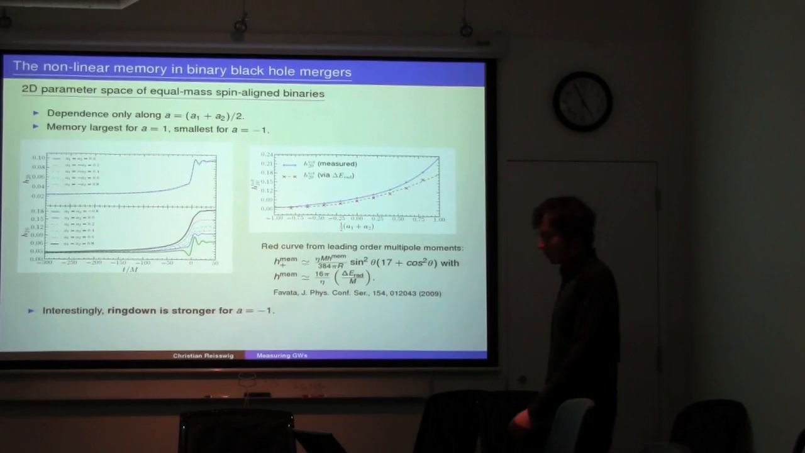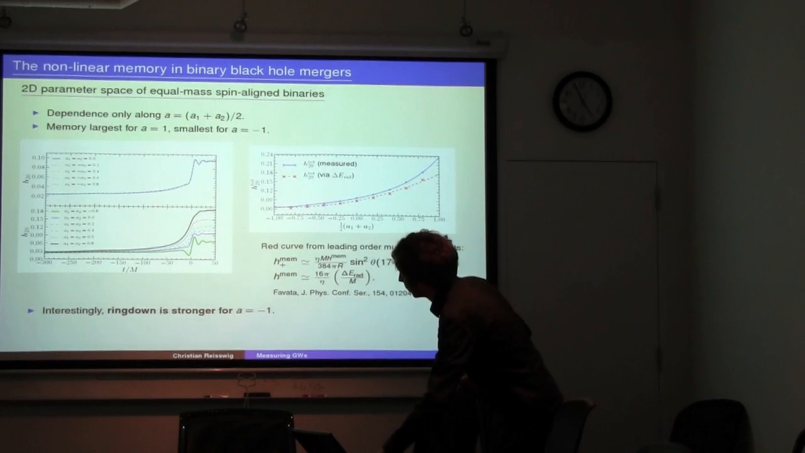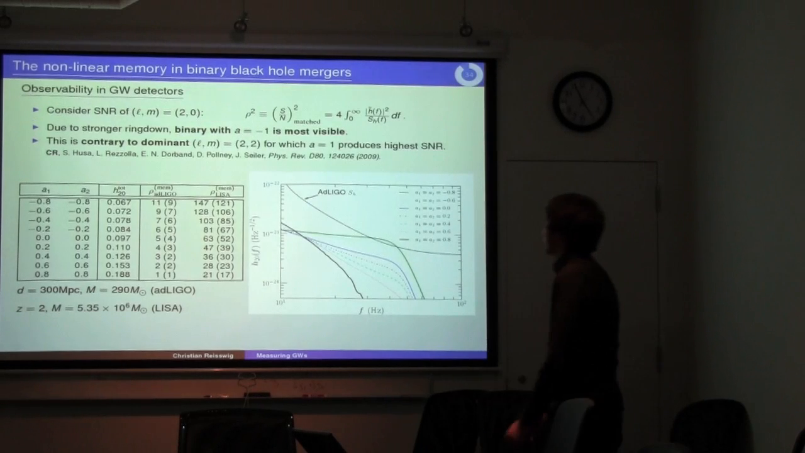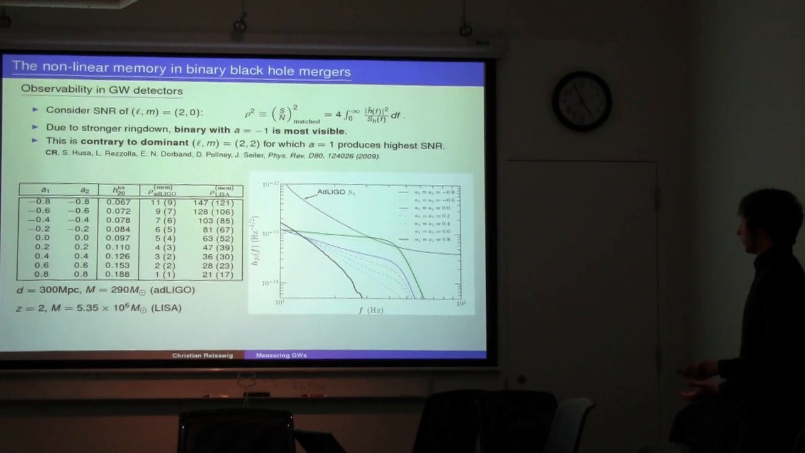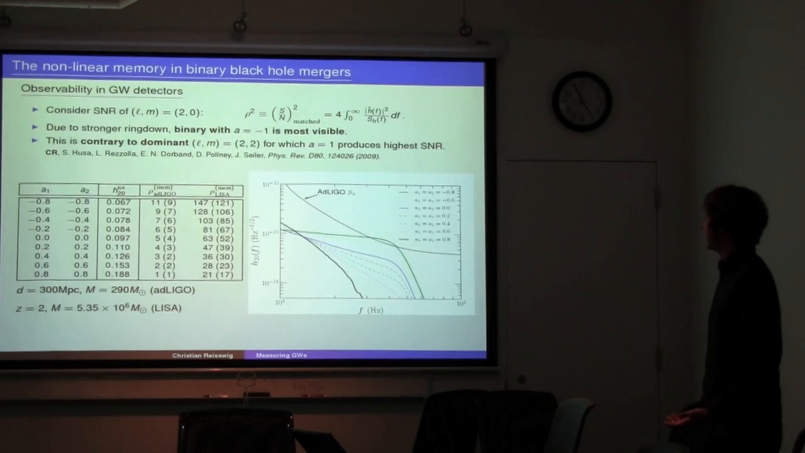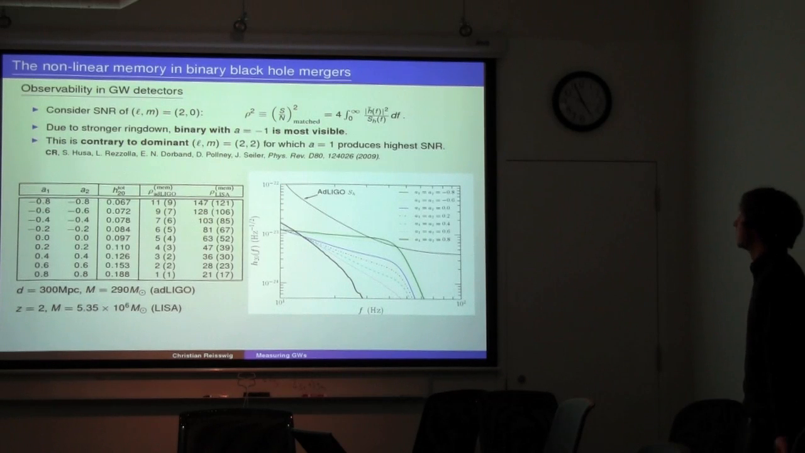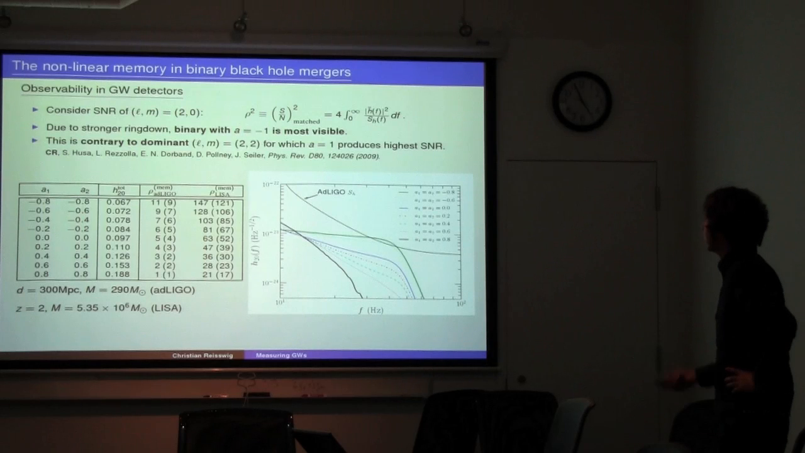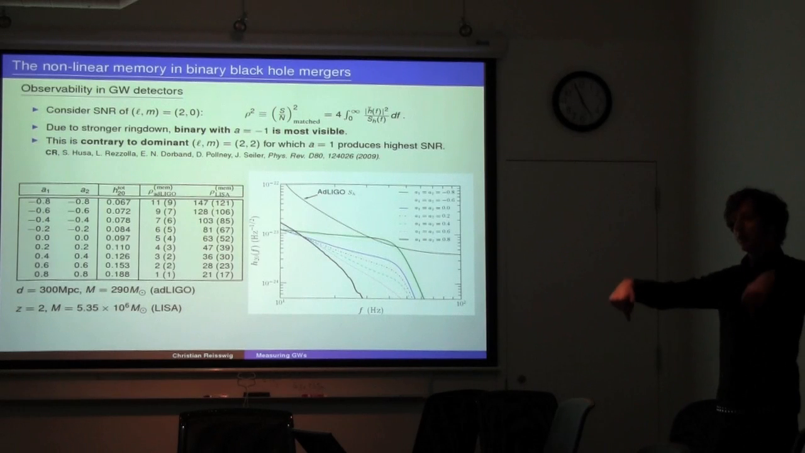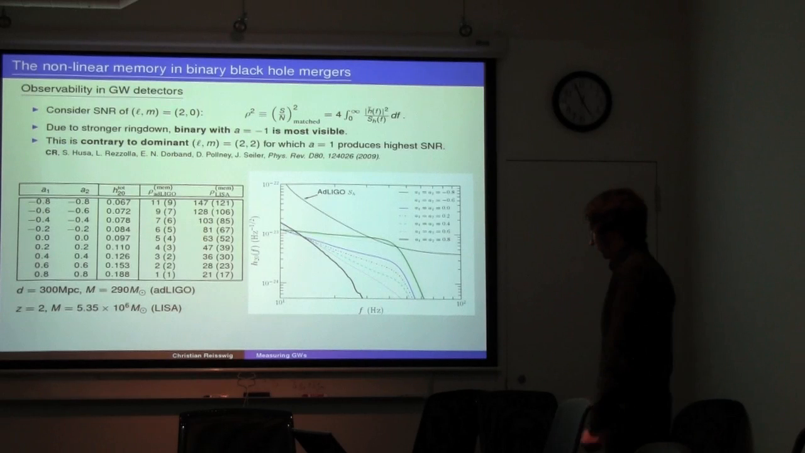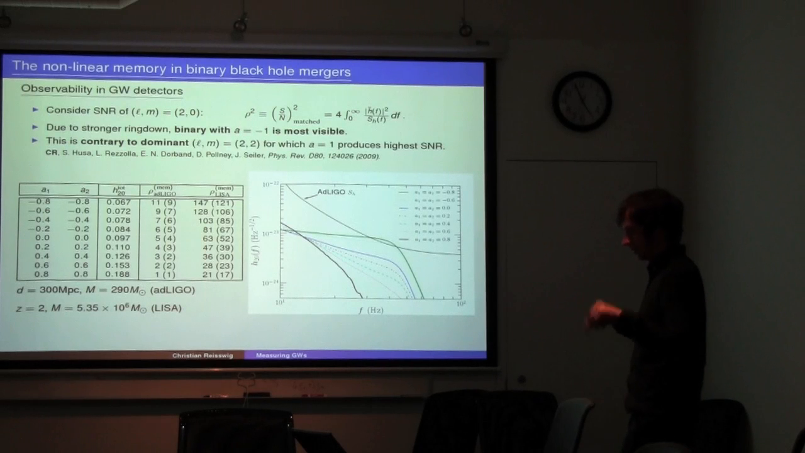But that has interesting implications for when you try to observe that in gravitational wave detectors, because the ring down frequency and amplitude will of course be much more visible in the gravitational wave detector. For example, what I plotted here is the frequency spectrum of the different models along this diagonal where you parameterize the binaries with the total spin, which is equal in sign.